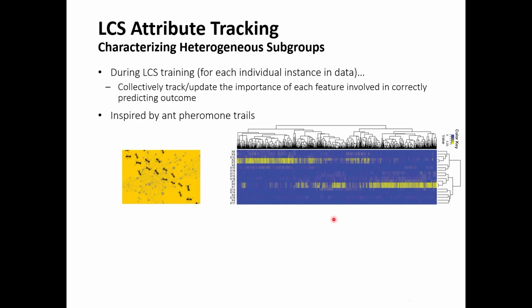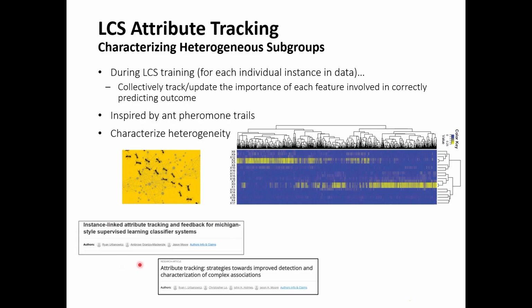Here on the right is an illustration of attribute tracking scores that are collected during the course of training a learning classifier system on some simulated data with patterns of both epistasis and heterogeneity. The yellow signature indicates features on the y-axis that were most predictive of outcome in this particular subgroup of instances, where instances are across the x-axis. We can see a distinct two-feature epistatic interaction relationship in one subgroup of the patients, and a separate two-way interaction that was modeled in a separate heterogeneous subgroup of the dataset. Here you can find a couple papers we've published on this topic.